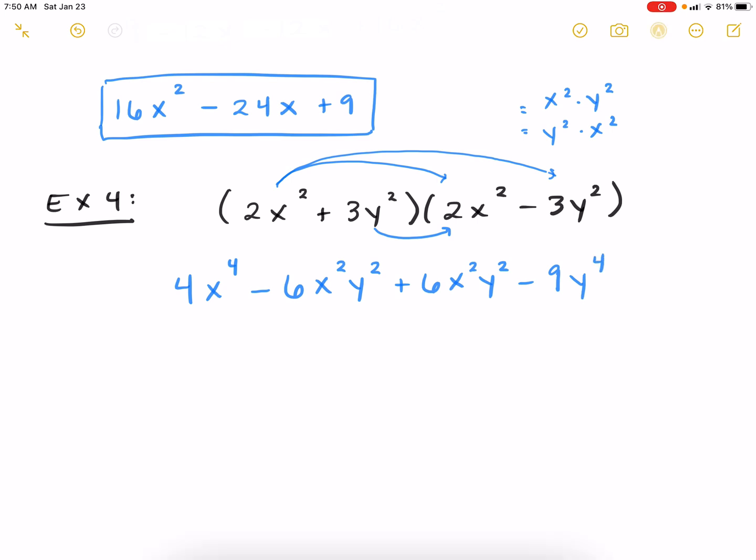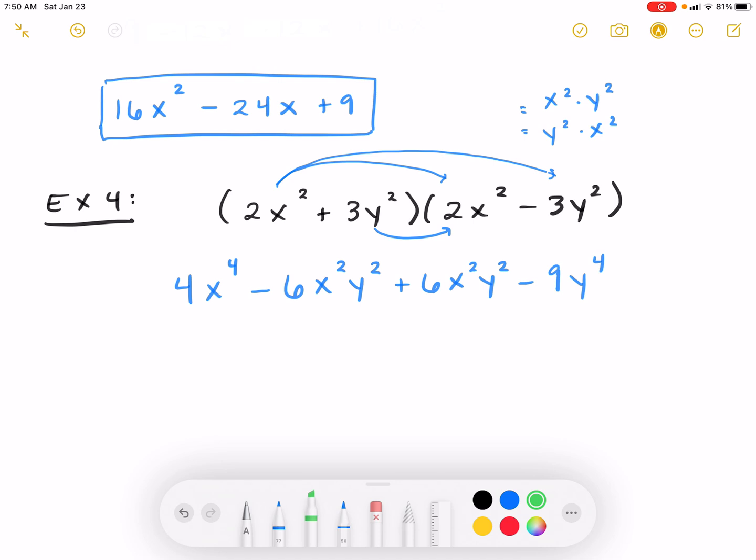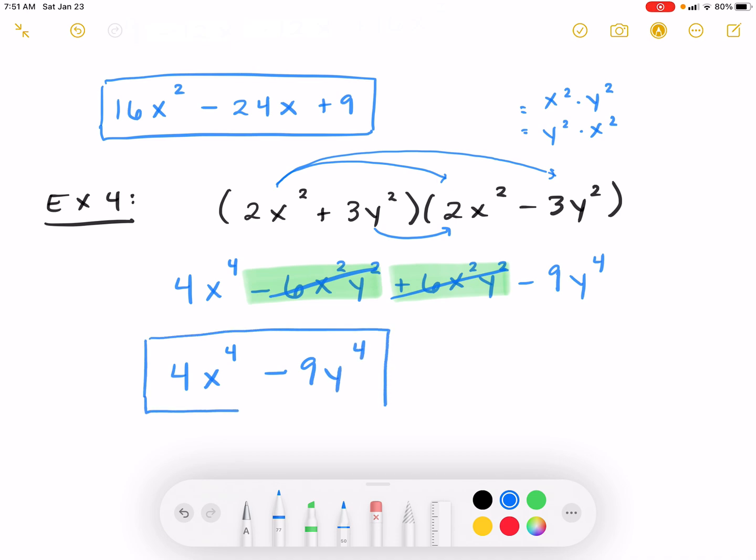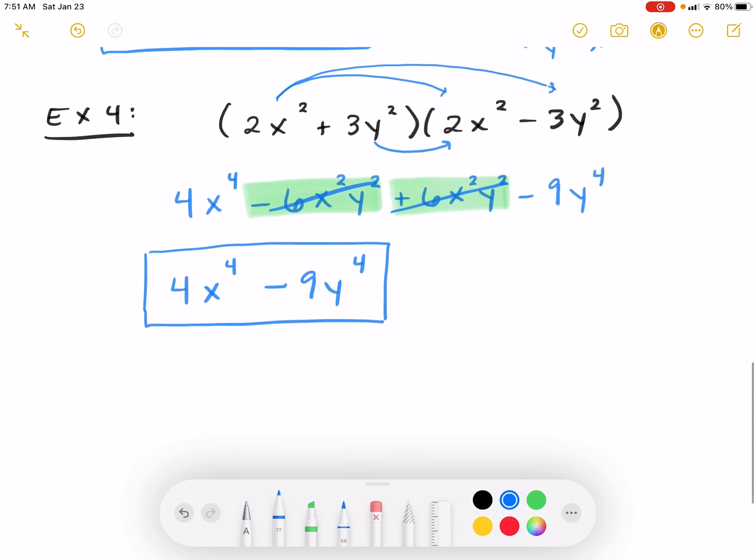So in the middle here, what we see is we have what we call like terms again, because the -6x squared y squared and the +6x squared y squared can combine. So what we've got is we have 4x to the 4th and there's no other like terms. See, this is a fourth power, but it's y to the fourth, so they have to be the same variable. Well, a negative 6 and a positive 6 are going to cancel out, and then I'm left with a negative 9y to the fourth. And again, since they're not the same variable, these are not considered like terms.